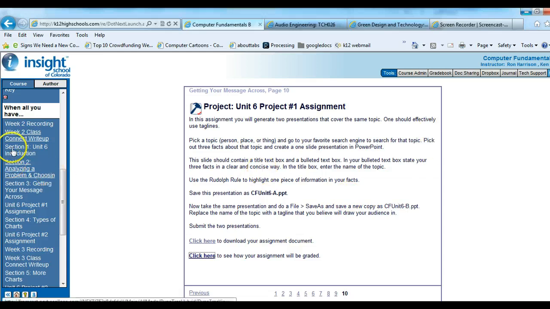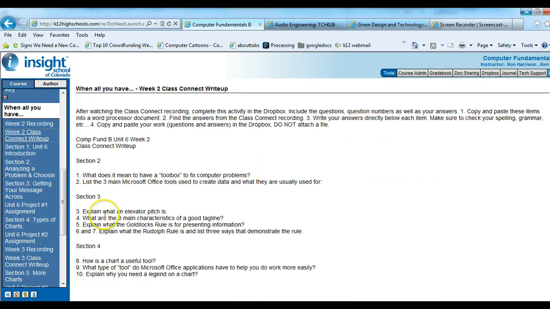Now let's go back to the Class Connect write-up. See if we answered the questions. Explain what an elevator pitch is. Yeah, we talked about that. What are the three main characteristics of a good tagline? You saw it in the presentation. Explain the Goldilocks rule. You saw that. And finally, for the answer for two questions, explain the Rudolph rule and three ways to demonstrate it. And I showed you those in that presentation, right?